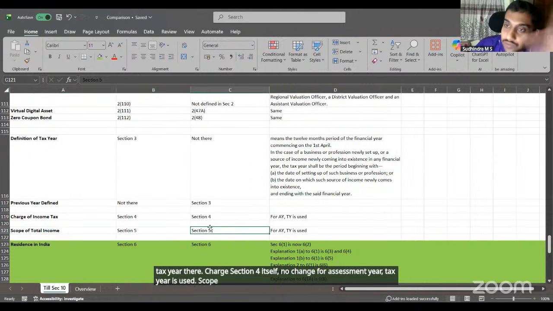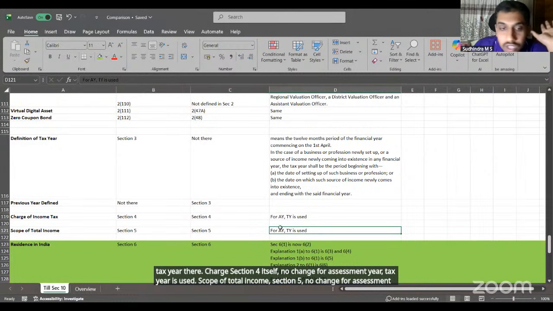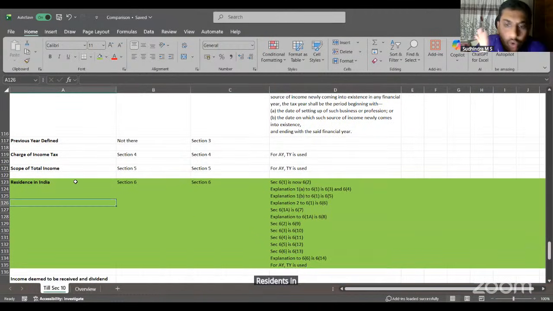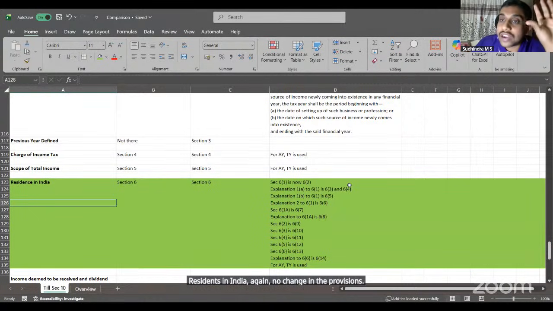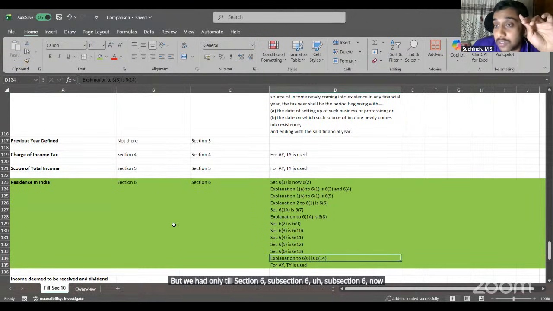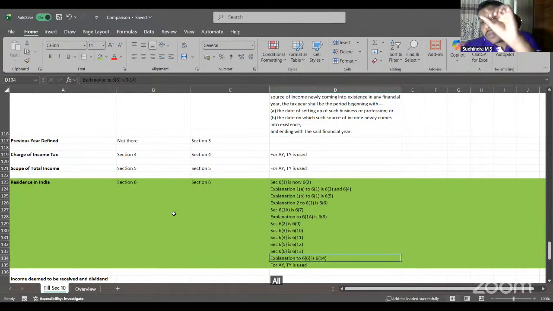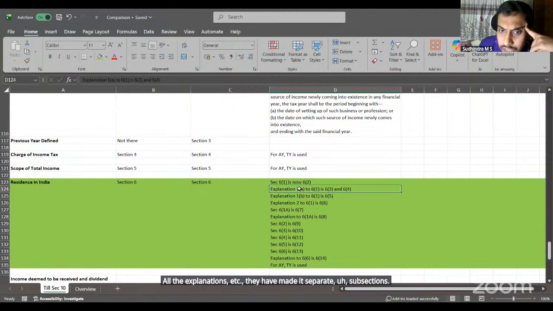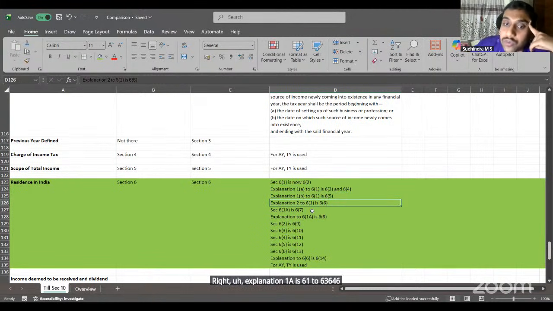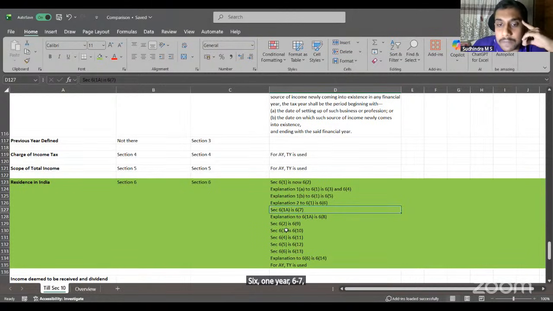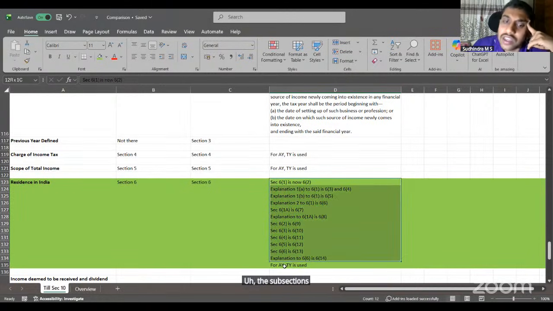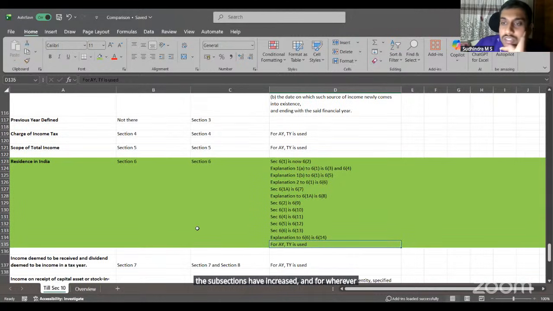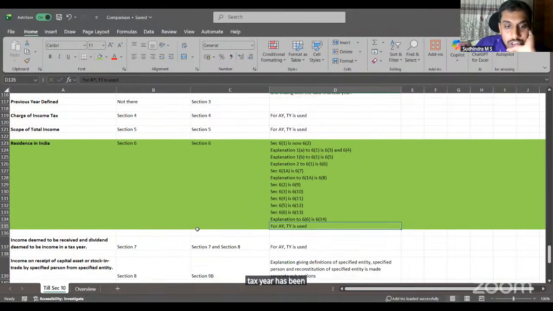Scope of total income, section 5, no change; for assessment year, tax year is used. Residence in India, again, no change in the provisions, but we had only till section 6, subsection 6. Now we have till subsection 14. All the explanations, etc., they have made into separate subsections. Explanation 1A and the others, 6.3, 6.4, 6.5, 6.6, 6.1A, are 6.7 now. So accordingly, the subsections have increased, and wherever the assessment year word is there, tax year has been used.